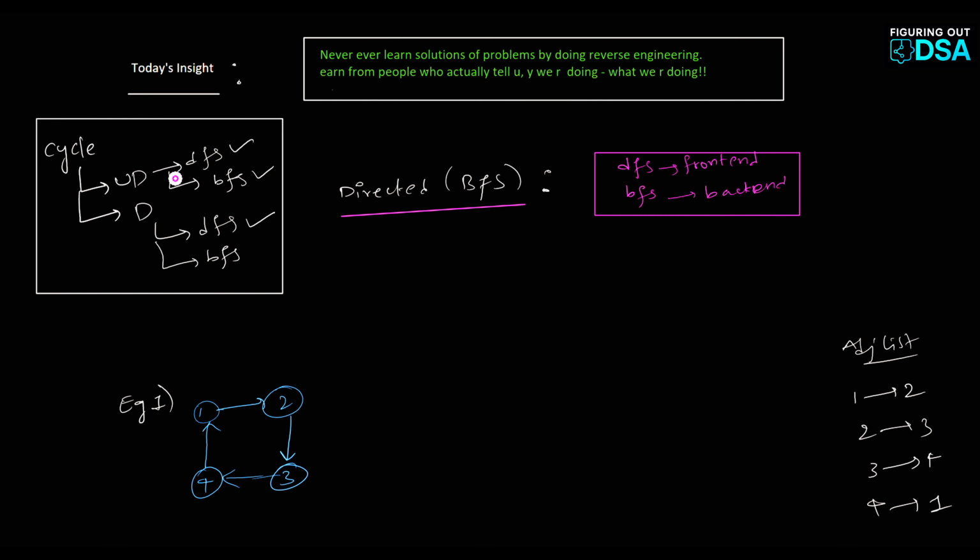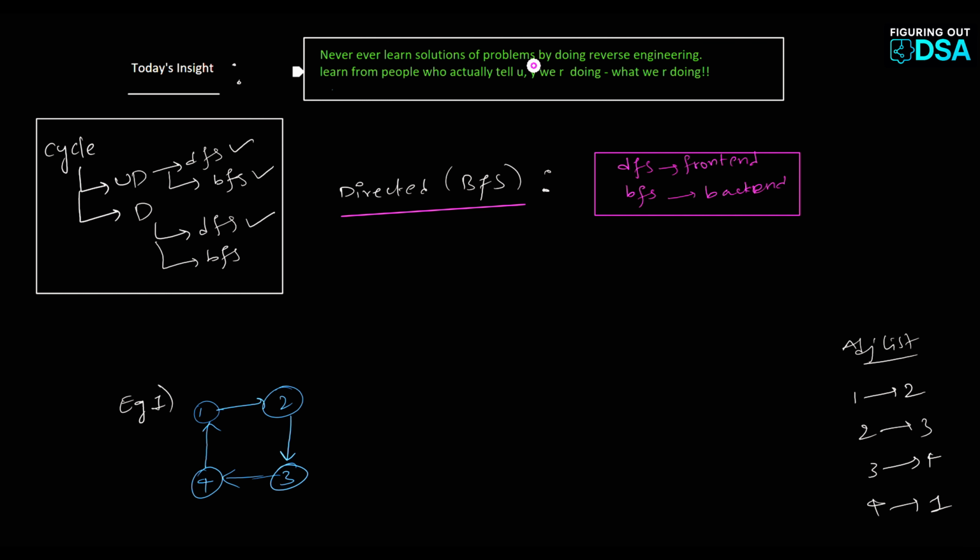Hello everyone. In the previous videos, we have already learned how to detect cycles in undirected graphs using DFS and BFS, and in the last video we also saw how to do it in a directed graph using DFS. So in this video we'll do it with BFS. Before going to the problem, let's see today's insight.